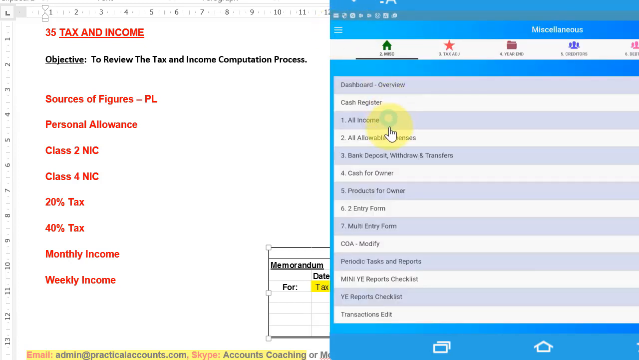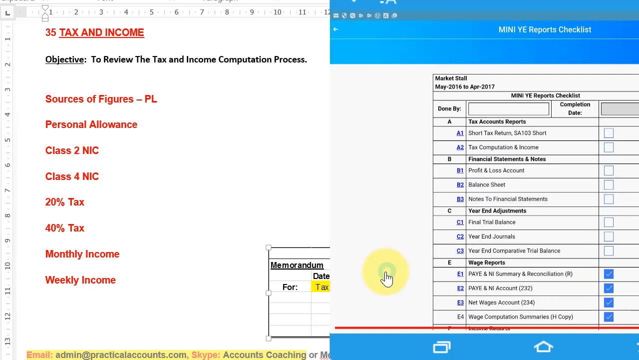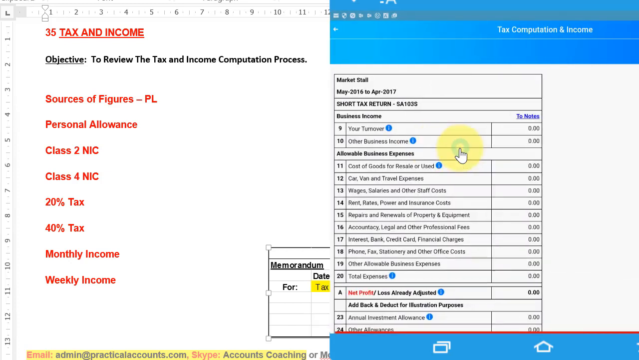Now, how do we get to the detailed computations? We are in miscellaneous here. We should go to the mini year-end reports checklist, and then the detailed computations is report A2. Click that to get to these detailed computations. Now, this is supposed to be part of the tax return, the short tax return, which is SA103S. In the UK, probably the identity is different in different countries.